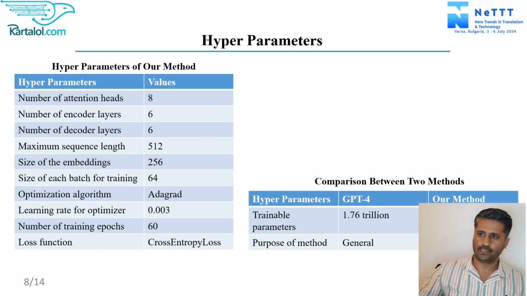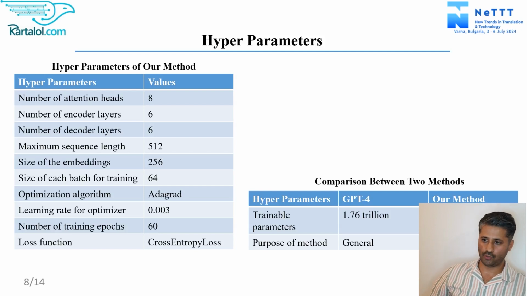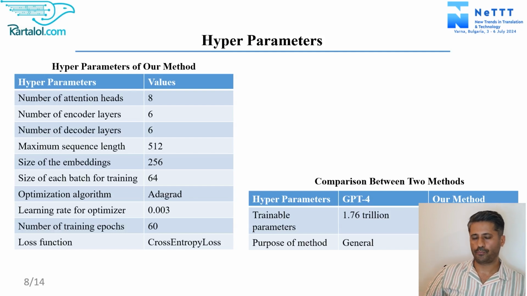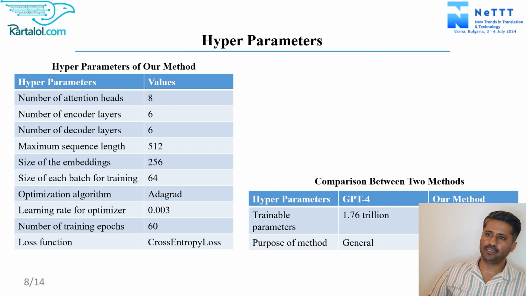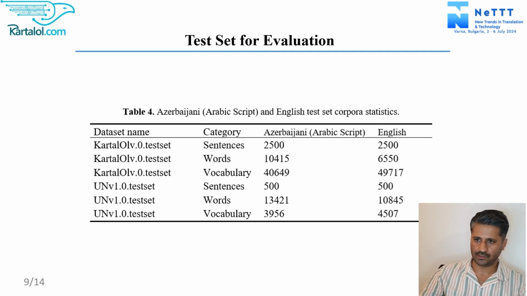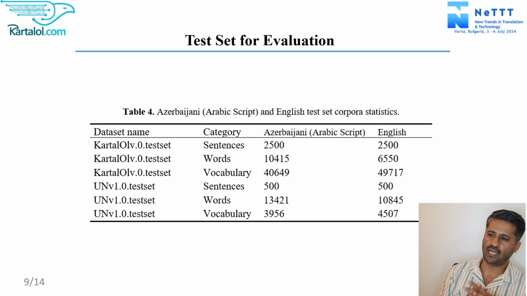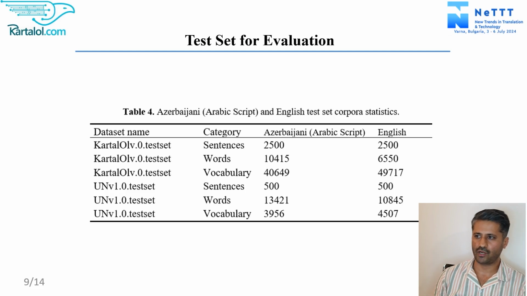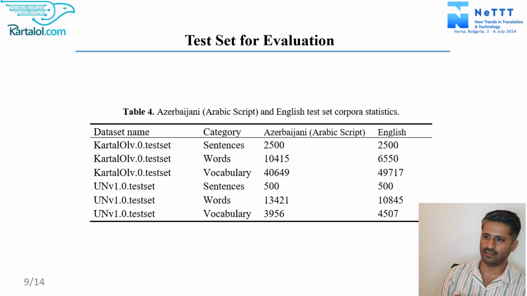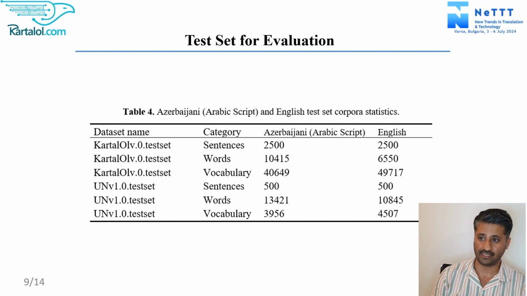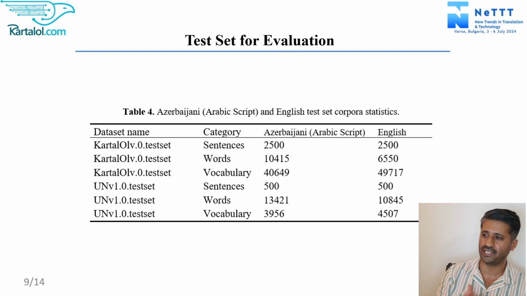Now let's look at the statistical analysis of our Azerbaijani-English test set corpora. The table provides the details of the comparison. This comparison highlights the richness and diversity of our corpus. By having a well-balanced and extensive dataset, we ensure that our machine translation is trained and tested on a robust and comprehensive set of linguistic data, which enhances its accuracy and reliability.